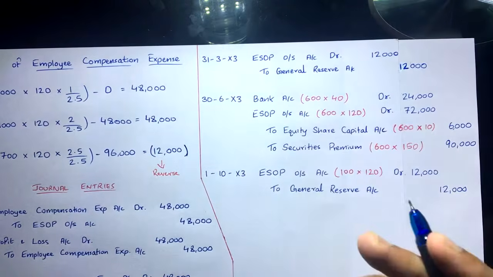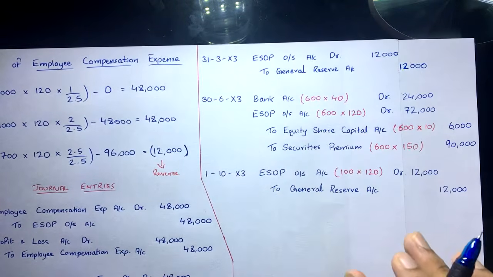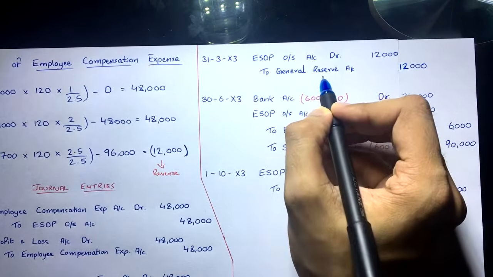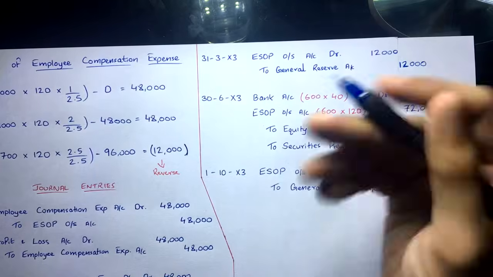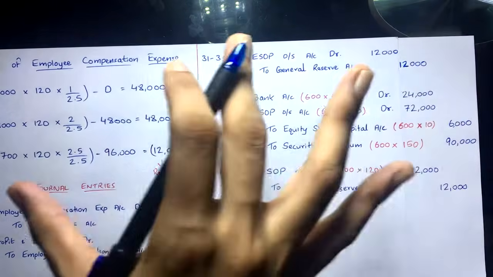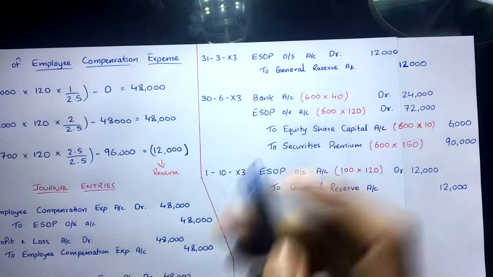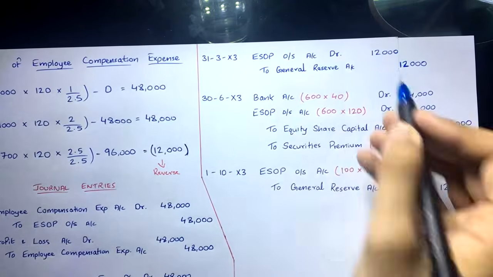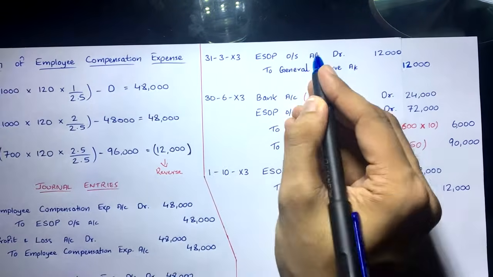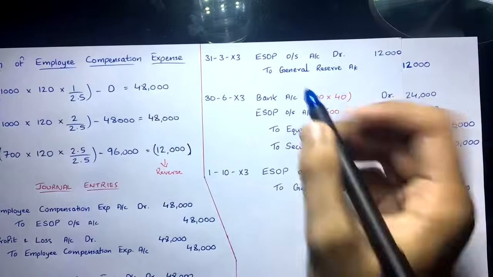So that's what we will do, because we don't want to lose marks in exams, right? So please always transfer it to general reserve. Don't transfer it to profit and loss. If you do that, you might lose marks because it differs from the study material. You know that, right? So ESOP outstanding account debit to general reserve. That's how you're going to reverse the liability and transfer the balance to the general reserve.